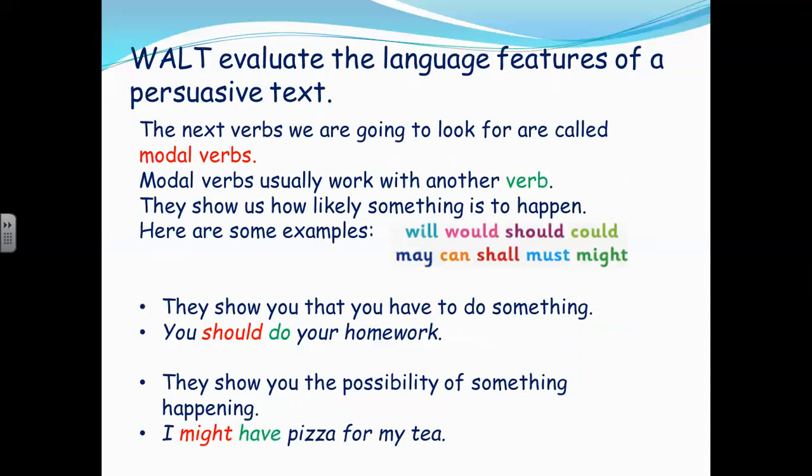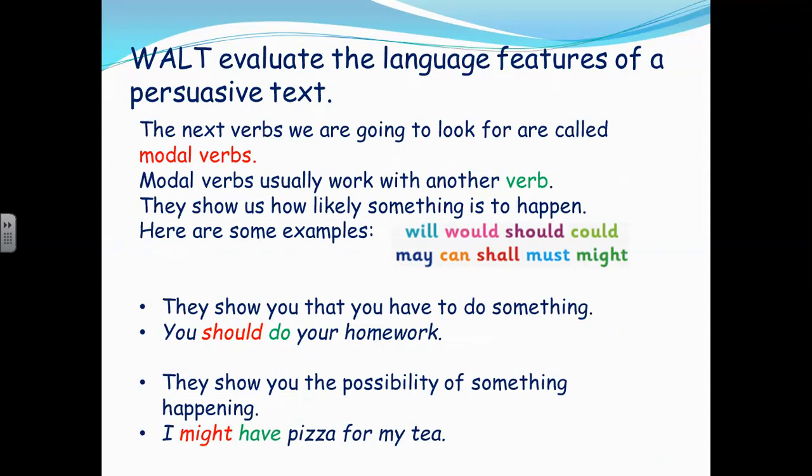Our next lot of verbs are called modal verbs. Modal verbs usually work with another verb. They show us how likely something is to happen. Here are a few examples: will, would, should, could, may, can, shall, must, might. In my examples below, the modal verb is written in red and the other verb is written in green. So modal verbs might show you that you have to do something.